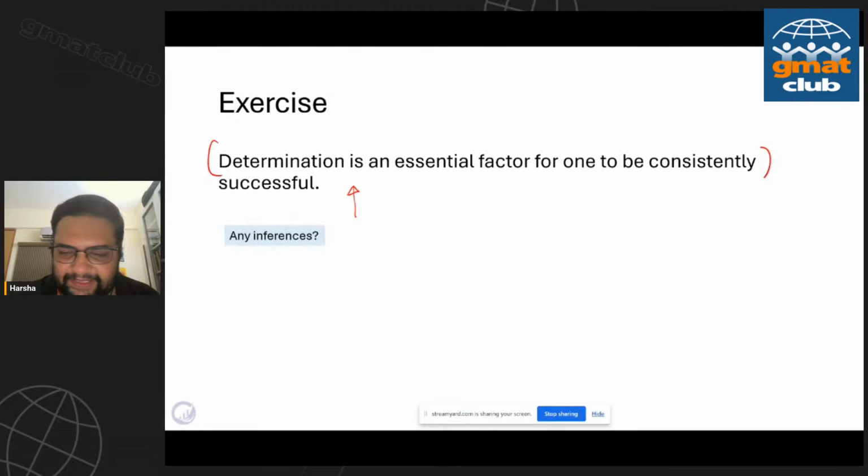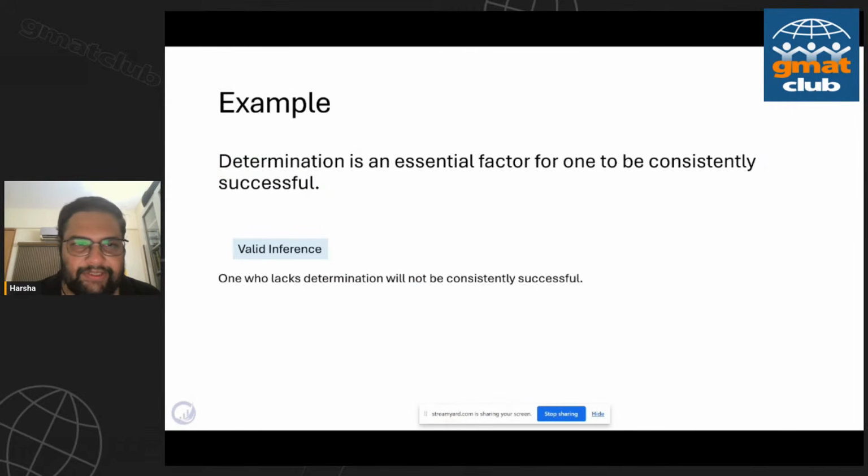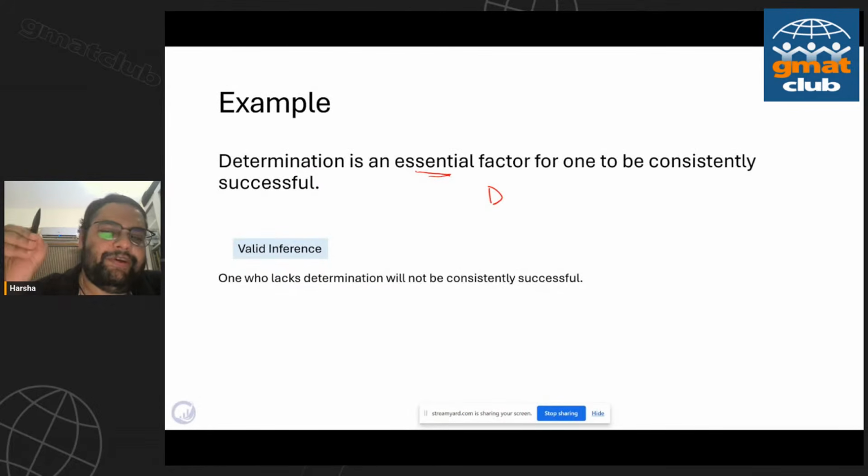But let's be a little precise. Let's get right into it. One of the factors to succeed is determination, and it is essential. That's a very good answer. That is something I'm extremely in line with. So let's discuss. Think about what is given to us. We are given that determination is an essential factor for one to be consistently successful.